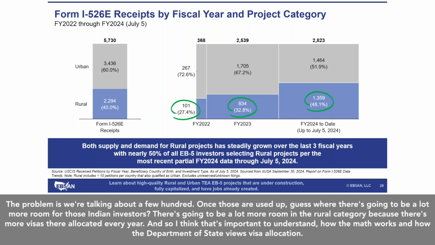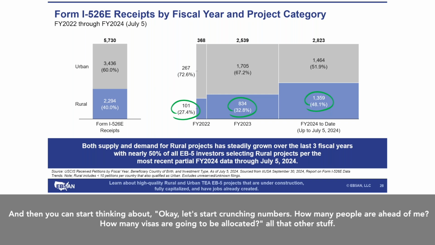The problem is we're talking about a few hundred. Once those are used up, guess where there's going to be a lot more room for those Indian investors. There's going to be a lot more room in the rural category because there are more visas allocated there every year. And so I think it's important to understand how the math works and how the Department of State views visa allocation. And then you can start thinking about, okay, let's start crunching numbers. How many people are ahead of me? How many visas are going to be allocated? All that other stuff.